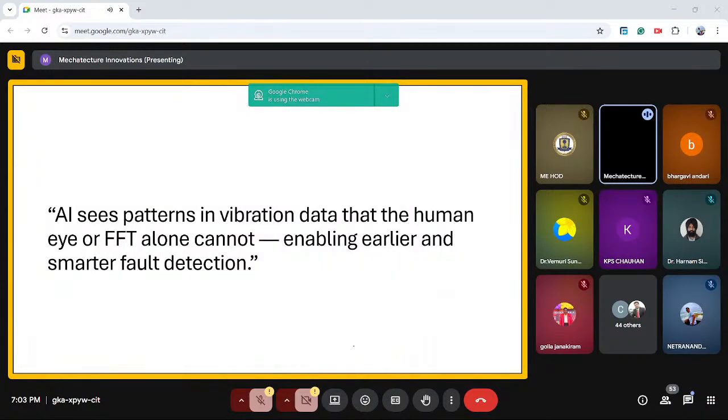And now what is more important to understand is that AI can see patterns in vibration data that the human eye or FFT alone cannot, enabling earlier and smarter fault detection.